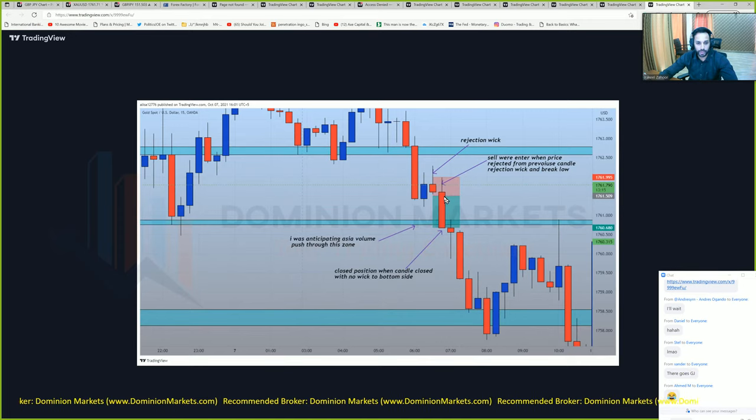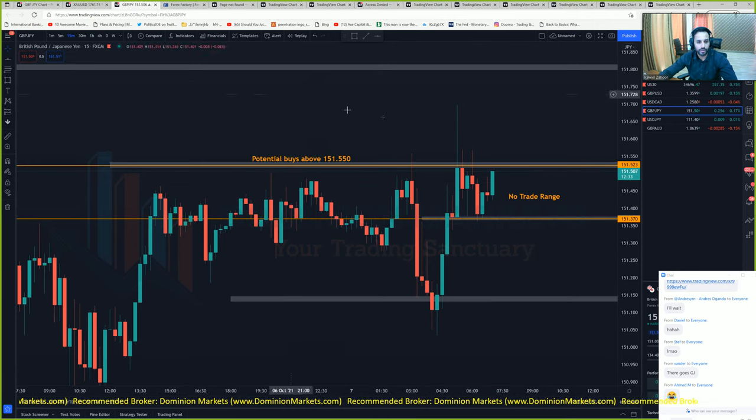Sell here when price enters rejection. Very nice. Close position when the candle closes with no wick. Well done. Perfect. All right.